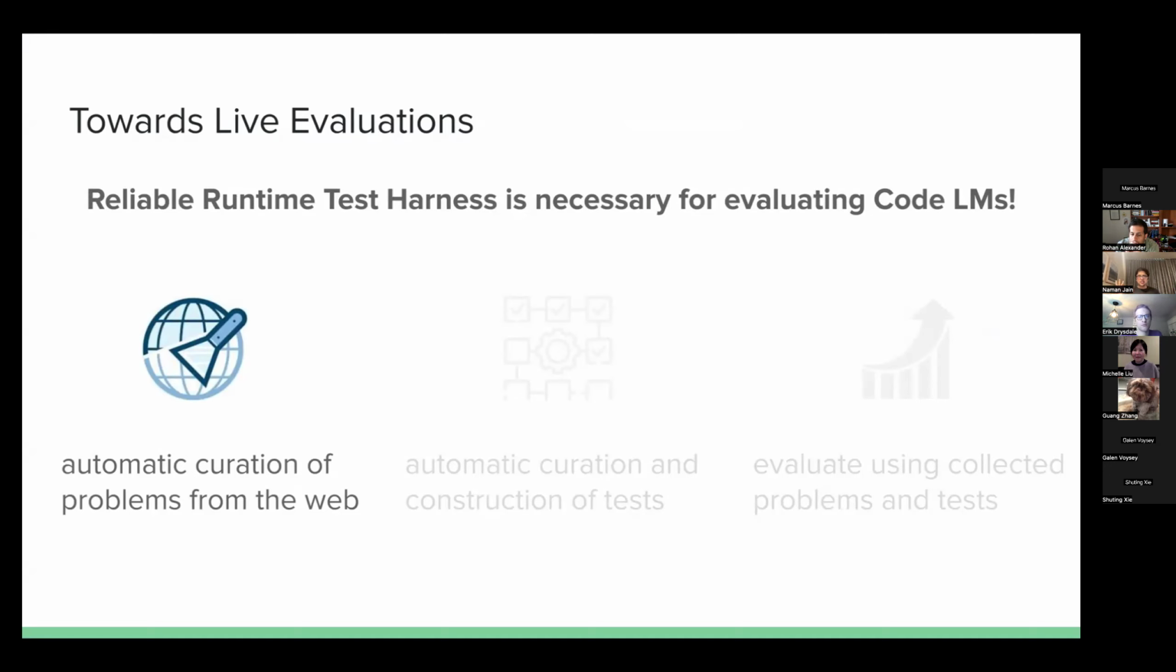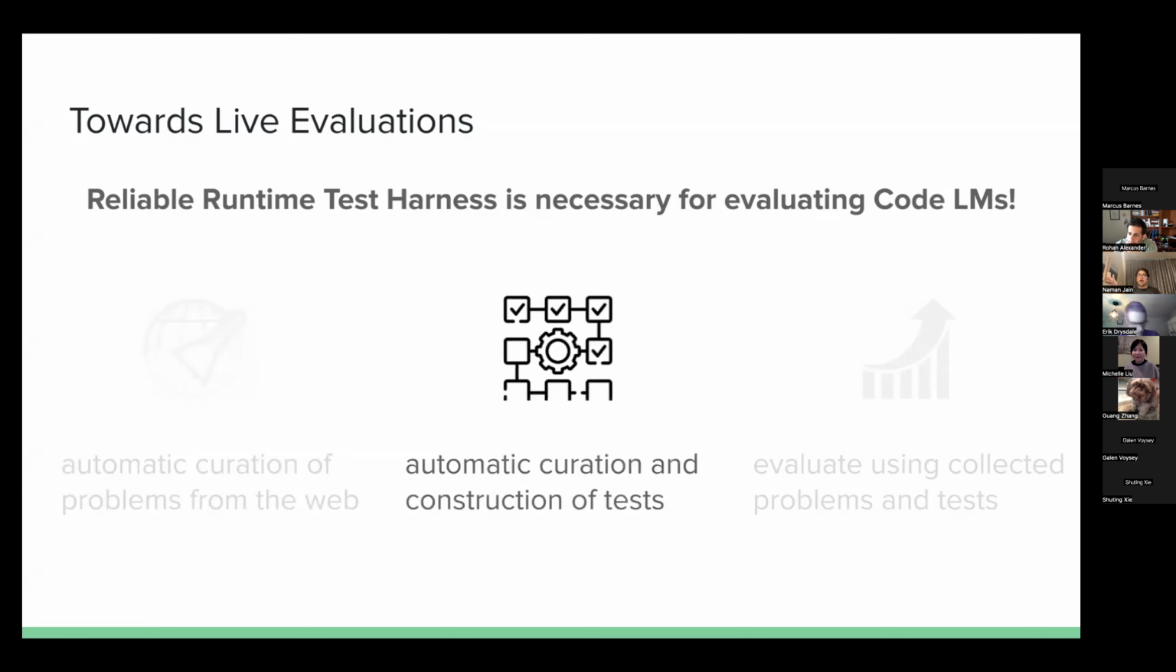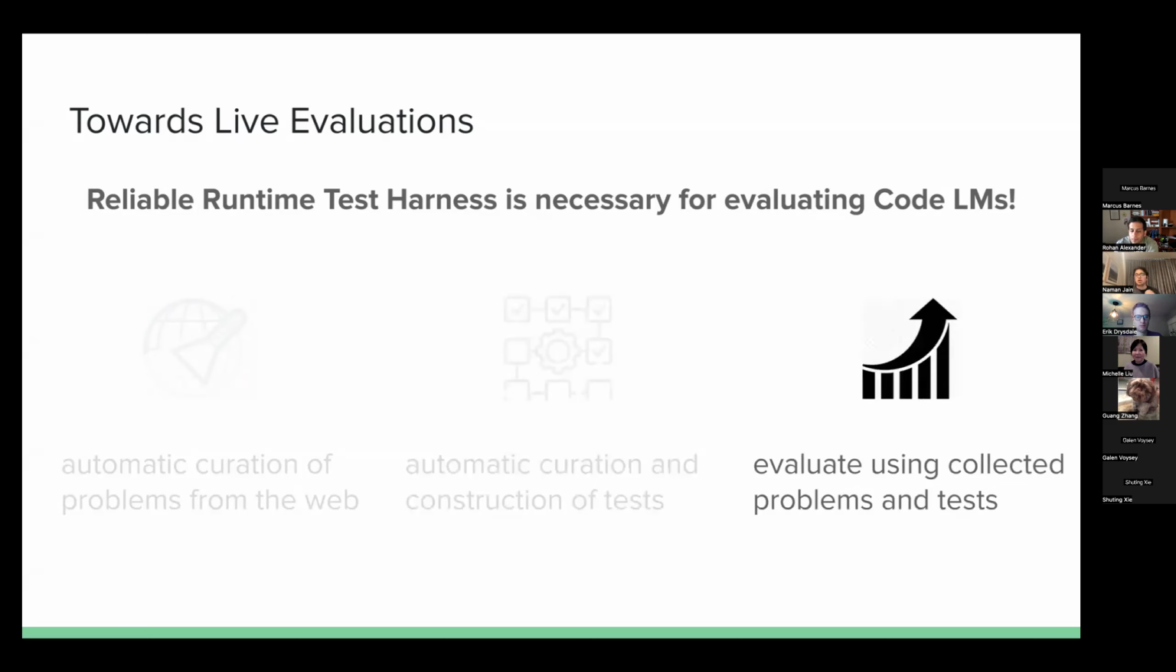We have three stages. First, we want to automatically curate the problems from the web, and there should be a nice way to collect them, so that they are of sufficiently high quality and cover the diverse distributions that you care about. But an interesting part about code language models is that we are using test cases for evaluation. So beyond just curating these problems, we also need to construct these test cases. And we want to evaluate the collected problems and tests on new models.